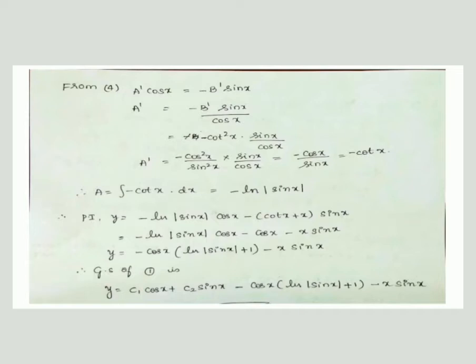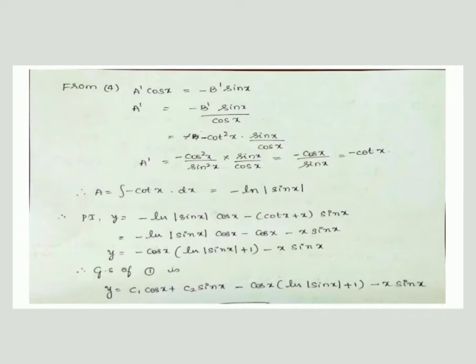a into cos x plus b into sin x. So that is minus ln of sin x into cos x, minus cot x plus x into sin x. So that is minus ln of sin x into cos x, minus cot x into sin x is minus cos x, because sin x will get cancelled, again minus x into sin x. Otherwise we can simplify this further. y is equal to, we can take cos x outside here, minus cos x into ln modulus of sin x plus 1 minus x into sin x.